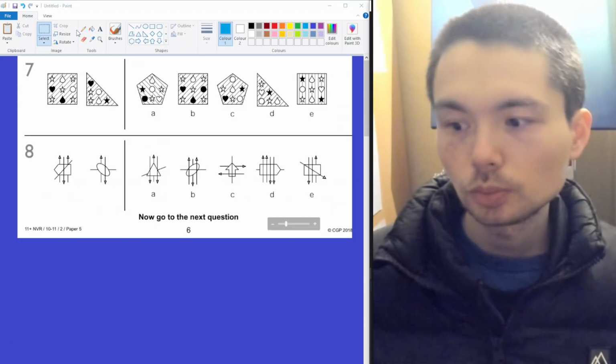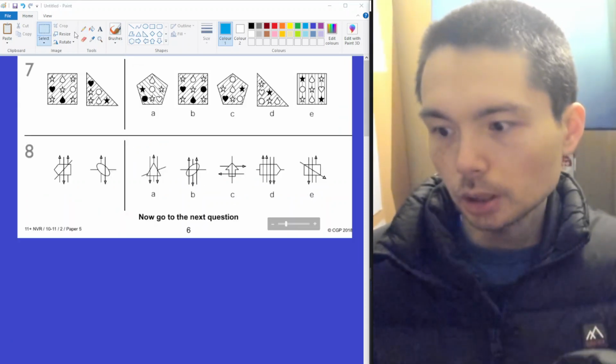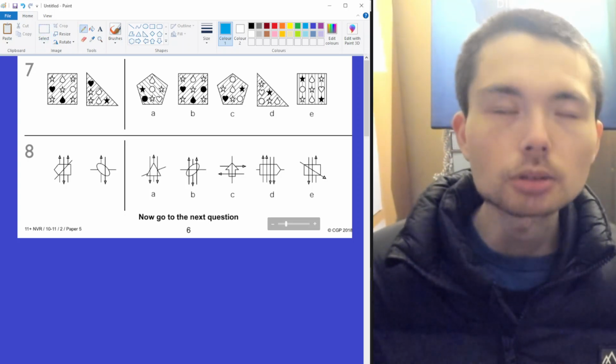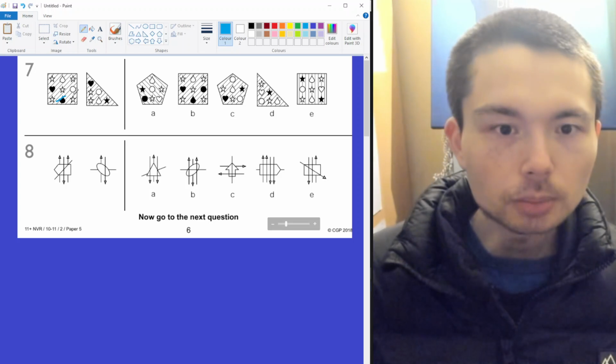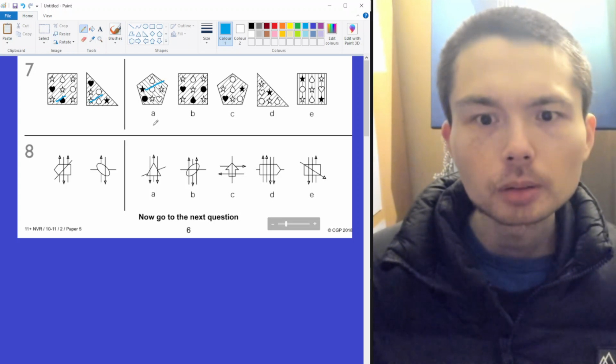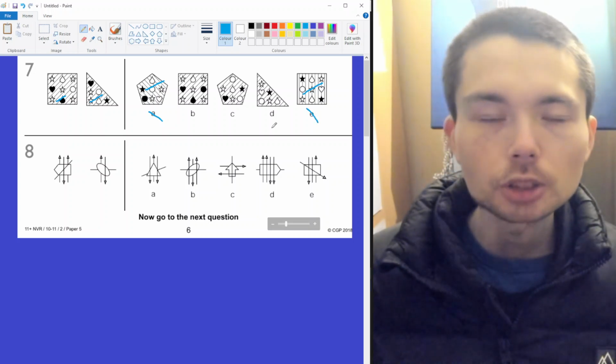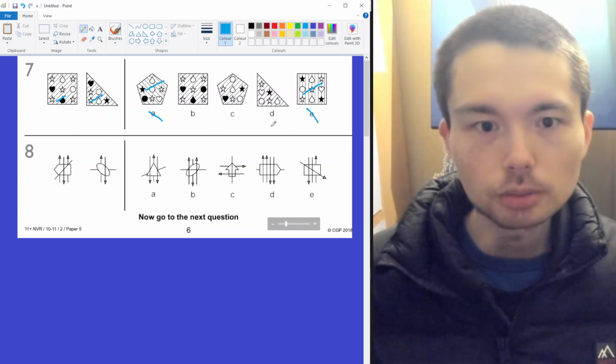Question 7. Microphone still working? Yeah. Question 7. Look at this shape. The thing that stands out to me is definitely the lines in the middle. They're going that way. Nope. Yeah. Yeah. Yeah. Nope. Can you see how quick that was? 5 seconds. You get rid of the options.